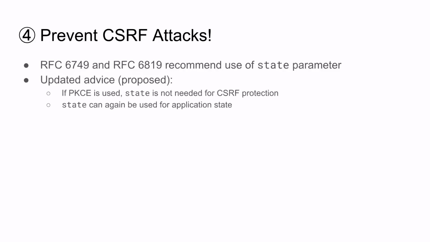Okay, fourth one, prevent CSRF attacks. That's not a new one, but already in the old RFCs it says use the state parameter. But as I said before, if you use PKCE and the client and the authorization server both support PKCE, then you get CSRF protection for free. So you don't need to use state any longer. You don't need to think about random numbers, except for the one for PKCE. So use PKCE, then you don't need to use state any longer. And then you can use state for its original purpose, namely just some application state.